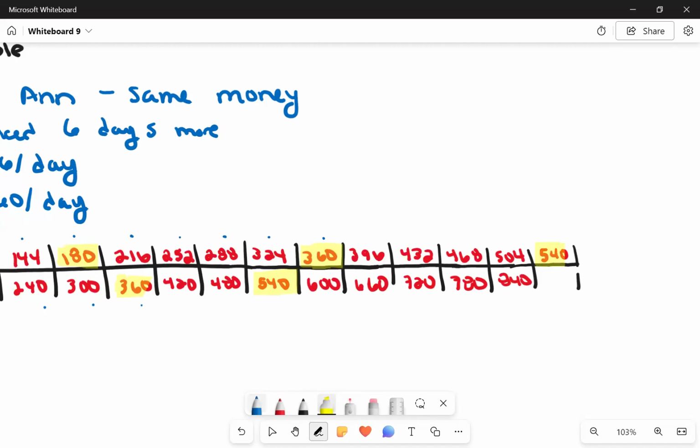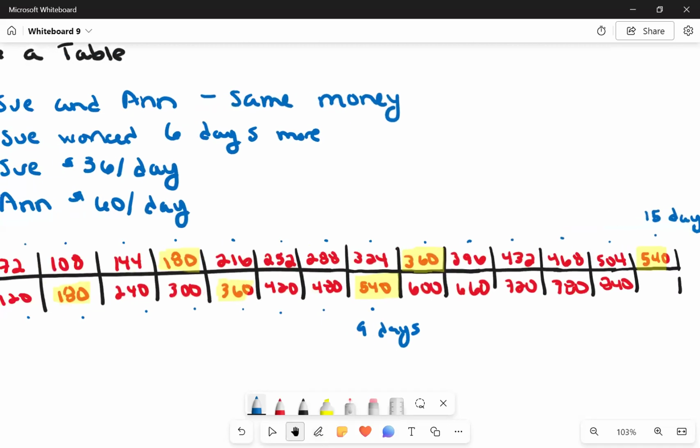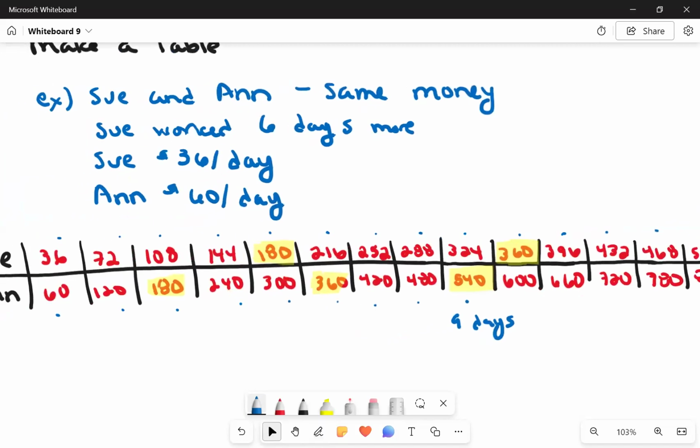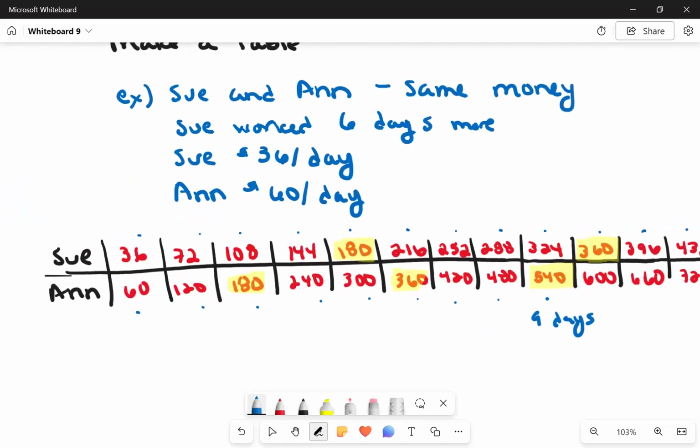And this was day 10, 11, 12, 13, 14, 15 days. And then she earned 540 in 9 days. I know that because it's one less than the last highlight. And there we go. So Sue works 15, Anne works 9 days. And there we have it. Making a table. So much fun.